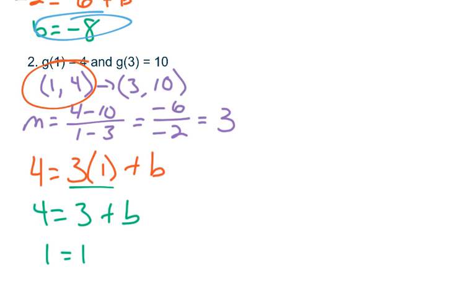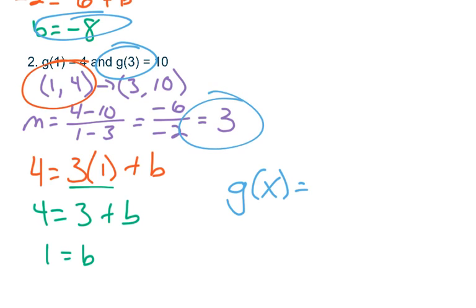That tells me that b is equal to 1. And then I can write my final answer. Now, instead of f of x like in the previous one, I'm going to use g of x because the problem tells me g of 3. So g of x is equal to my slope of 3, so 3x, and then my y-intercept of 1. So all these problems are very similar to the ones we did in section 4.1. We're just adding an extra step to it.